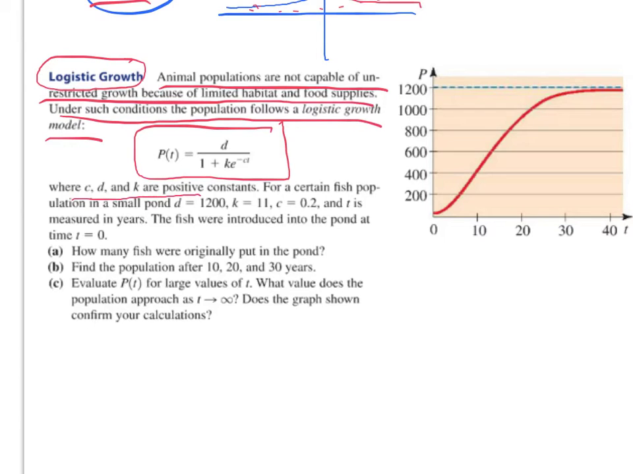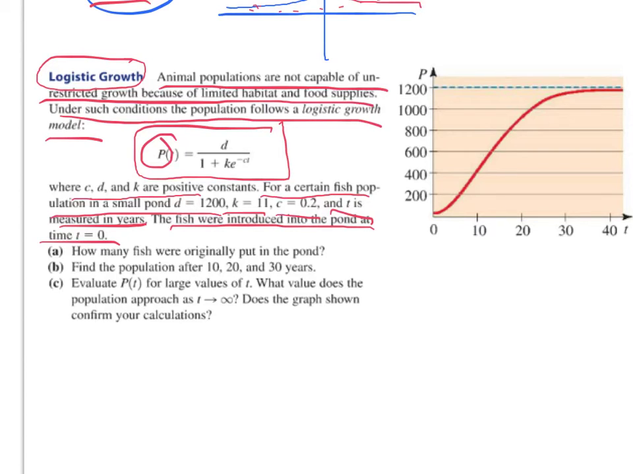So we have C, D, and K. The variable here is T. You see where it says P of T, so T is the variable. Now for a certain fish population in a small pond, D is 1200, K is 11, and C is 0.2. T is measured in years. The fish were introduced into the pond at the time T equal to 0.